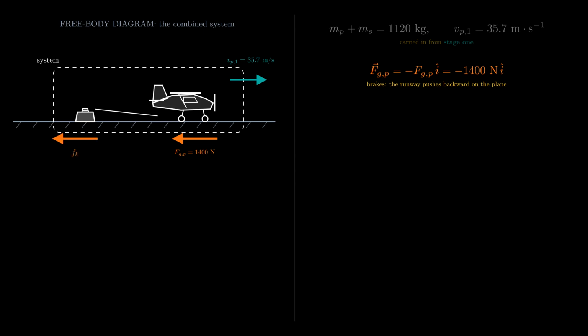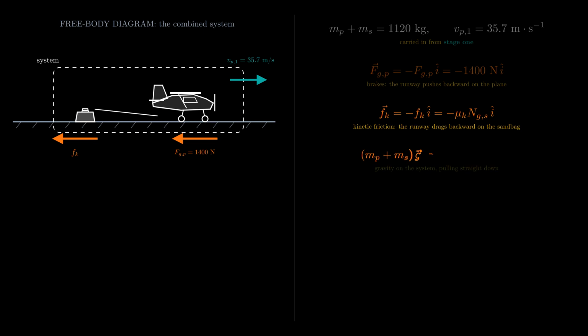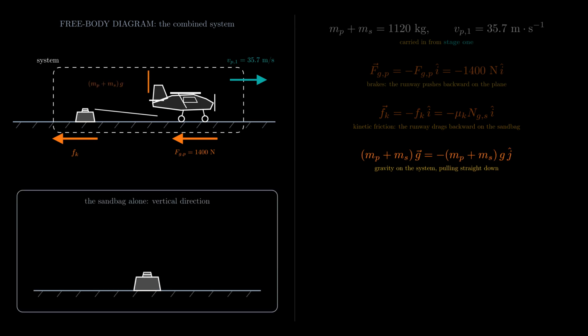The runway also drags backward on the sandbag. Kinetic friction also pointing in the negative x direction. Because the bag is sliding forward over the ground, gravity pulls the system down and the ground pushes up.